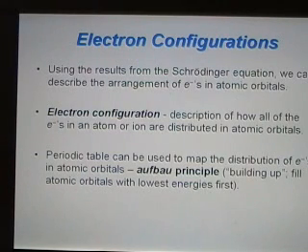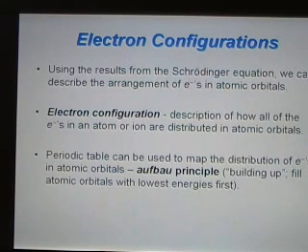Remember from the first lecture that we looked at the Schrödinger equation, which gives us an idea about where electrons are in atomic orbitals. We came up with 4 quantum numbers: n, l, m sub l, and m sub s, that help us write electron configurations. Electron configurations are a description of how the electrons are arranged in atomic orbitals in an atom or an ion.